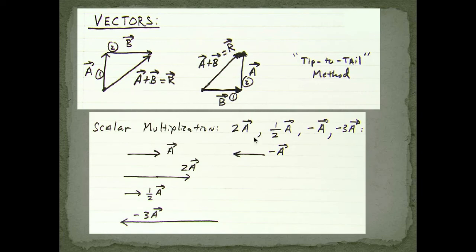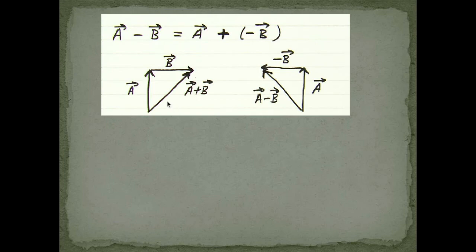Scalar multiplication, I could reproduce all these vectors here. If I know what vector A is, then 2A would be the same vector in the same direction, but twice the size. 1/2 A would be 1/2 the size of A. Negative A is just the same vector, but in the opposite direction. Negative 3A would be the same vector in the opposite direction, but 3 times as long. So that's scalar multiplication. Here is subtraction. I have vector A and vector B added, and here I have vector A and vector B subtracted. Notice the orientation of the resultant vectors.